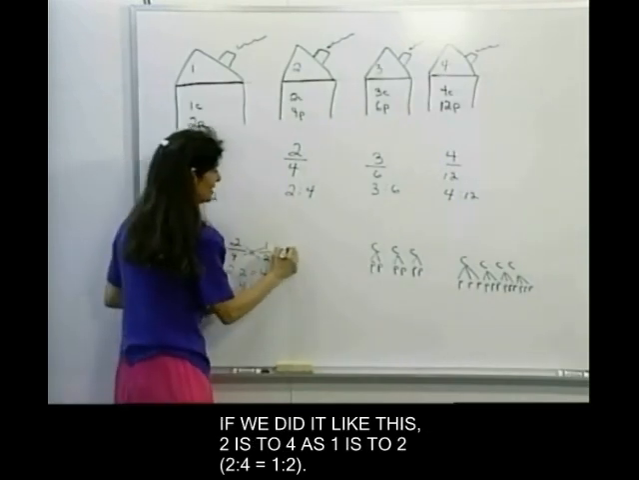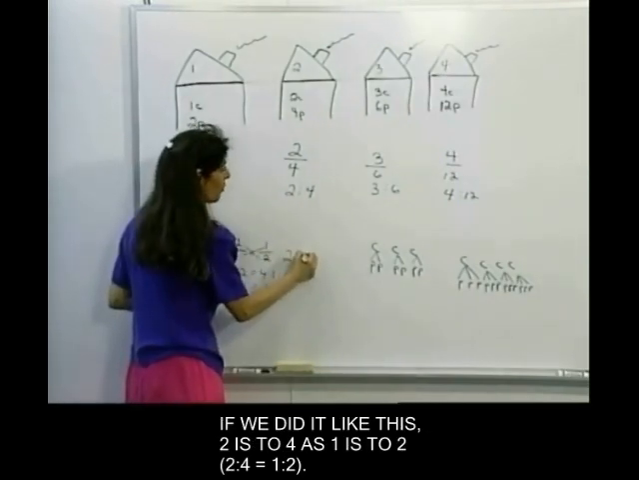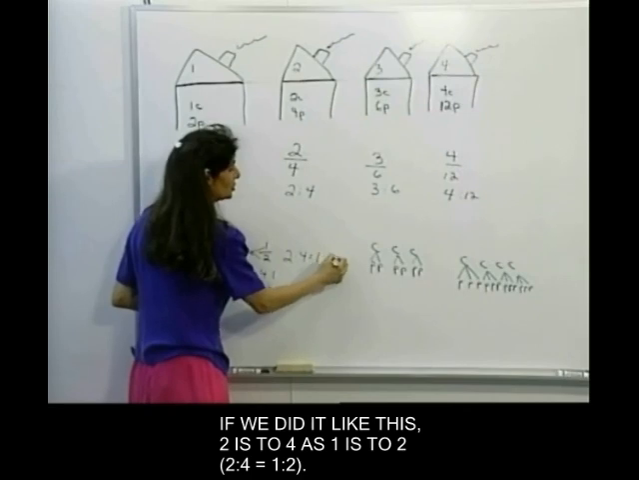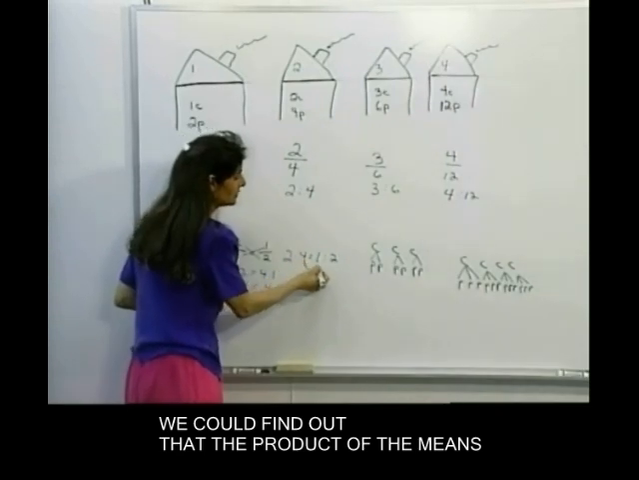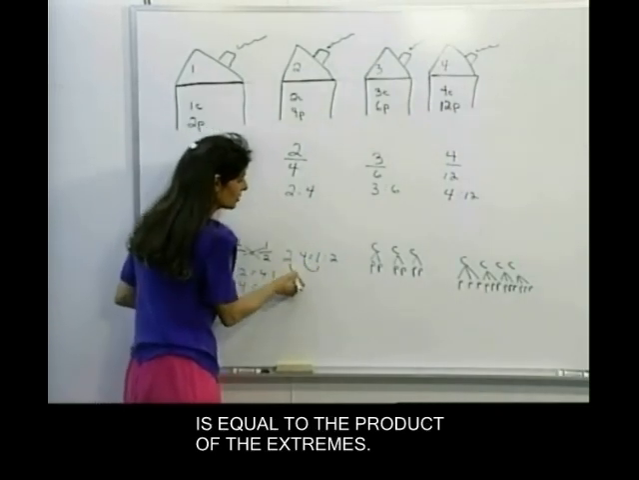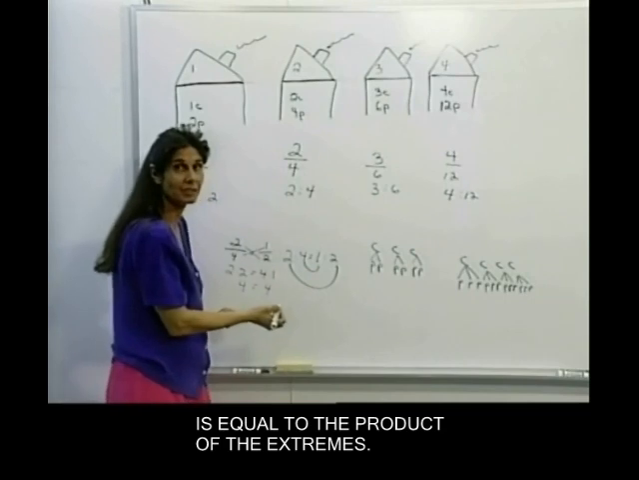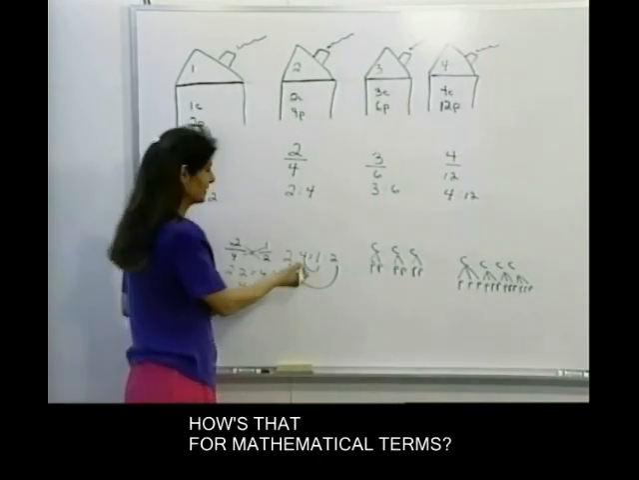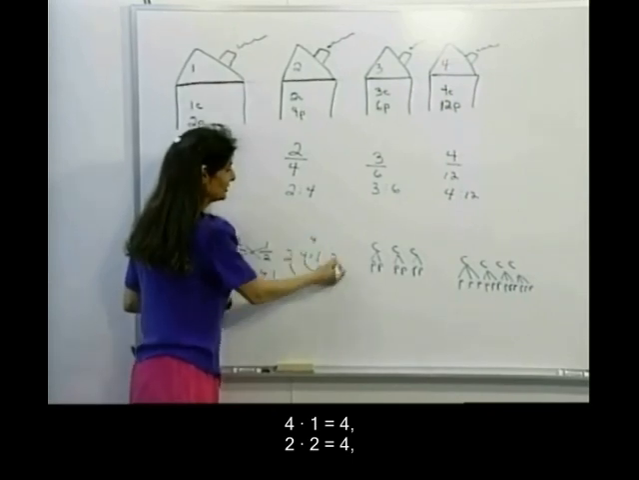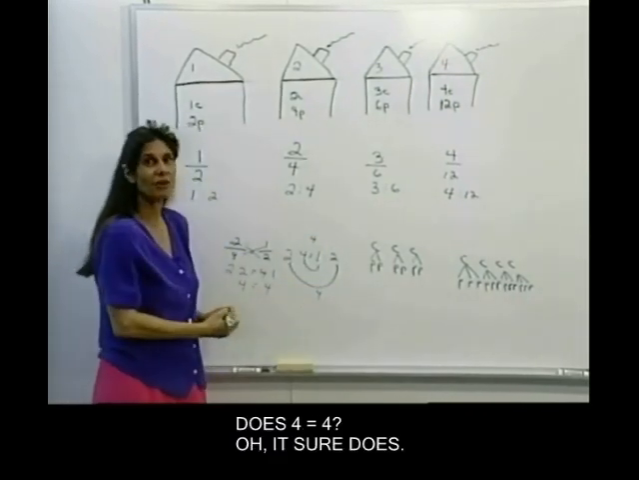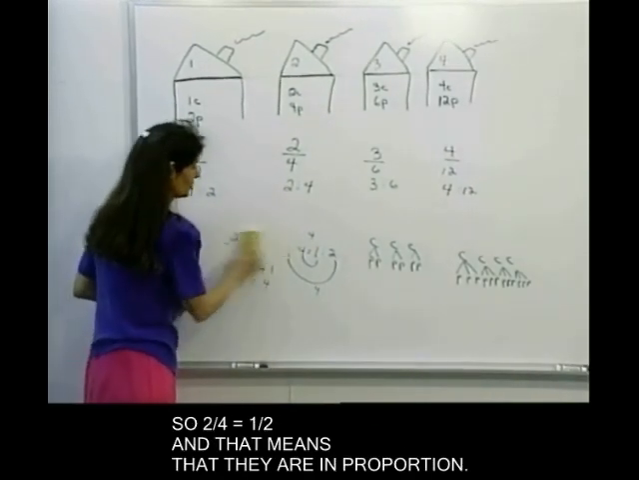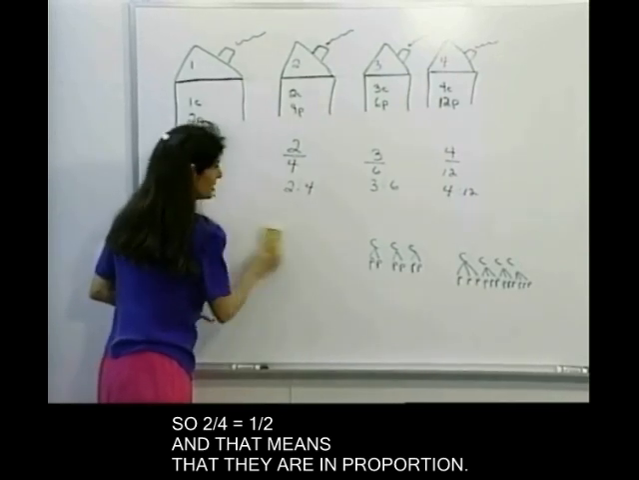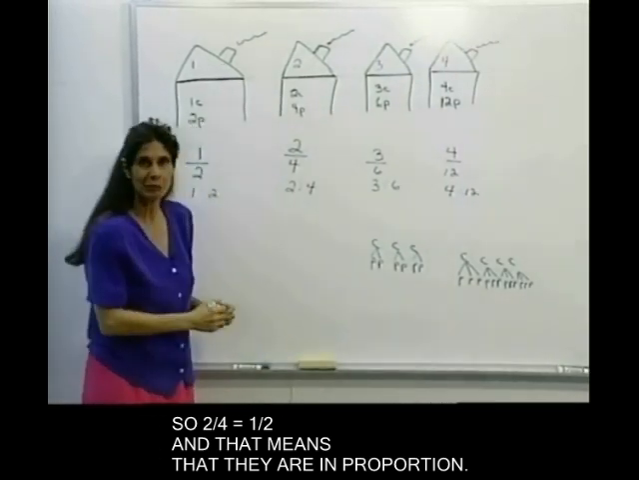Now take a look at something else. If we did it like this, 2 is to 4 as 1 is to 2, then we could also multiply, and we could find out that the product of the means is equal to the product of the extremes. How's that for mathematical terms? 4 times 1 is 4. 2 times 2 is 4. Does 4 equal 4? Oh, it sure does. So 2/4 equals 1/2, and that means that they are in proportion.